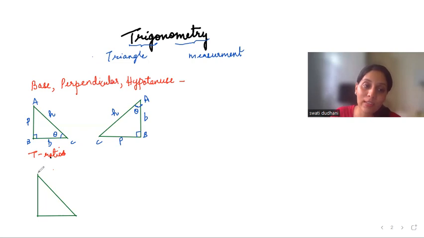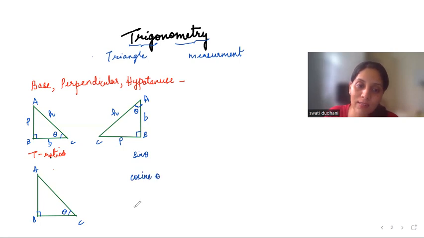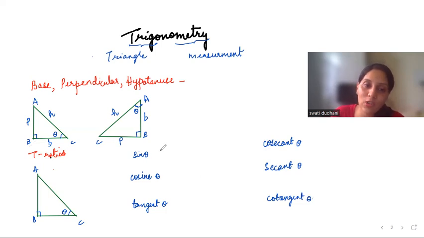Now, what are T ratios? Very, very important. T ratios are trigonometric ratios. We have 6 trigonometric ratios. Let me name them: sine theta, cosine theta, tangent theta, and then we have another pair, cosecant theta, secant theta, and cotangent theta.